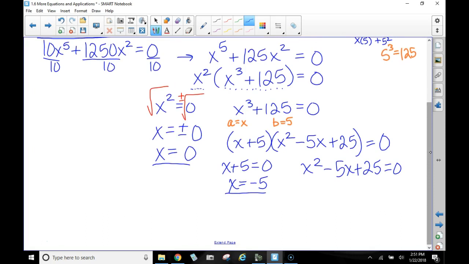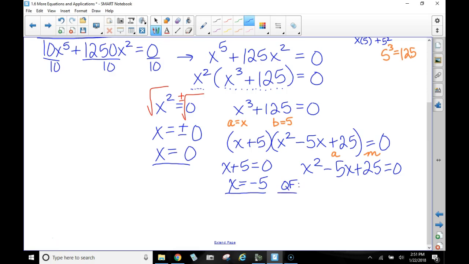Now, we do want to consider if it will factor. So I'm looking for 2 numbers that multiply to give me the 25, but that add or combine together to give me a negative 5, and I can't see how that will factor. But don't worry, we do have our quadratic formula.